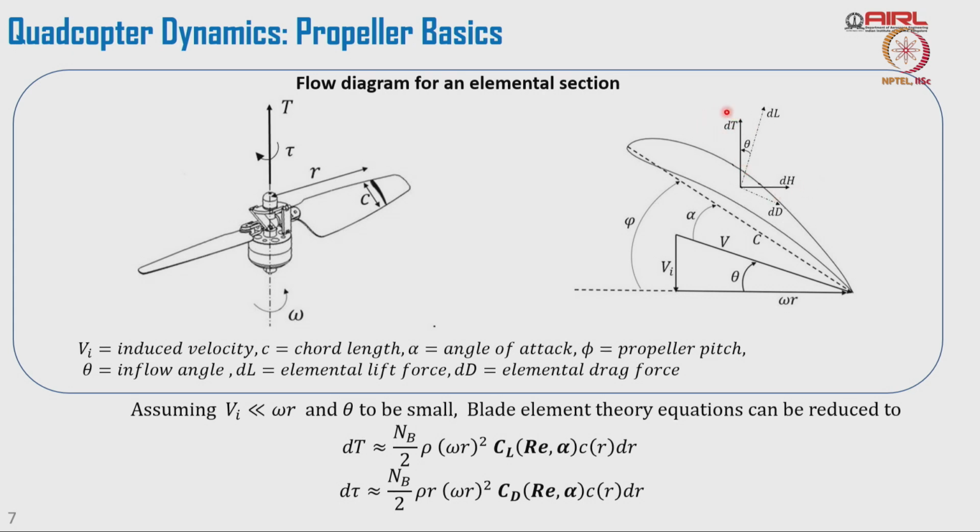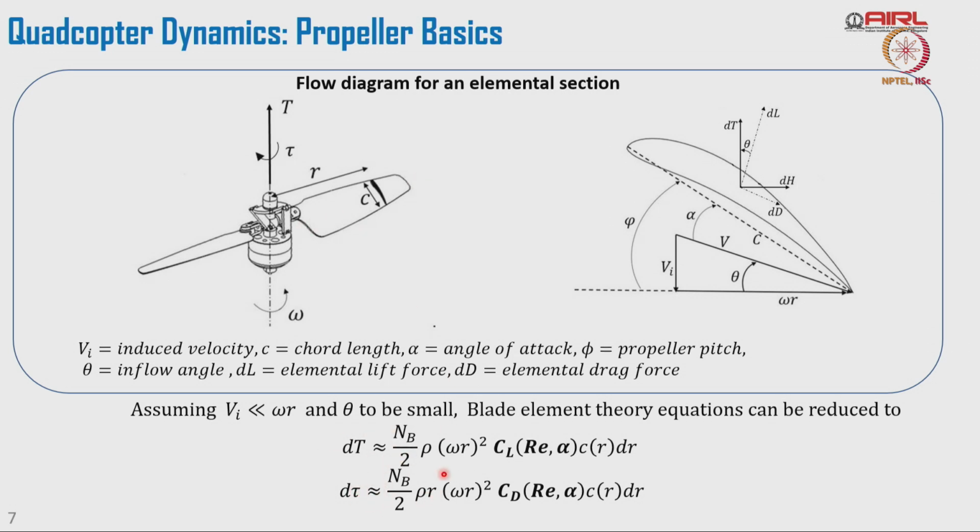This is the thrust component. What is dT? dT depends on how many propellers are present in the system. Rho is the density, omega is the speed at which the motor spins, r is the radial distance. Then you have a coefficient of lift, which depends on Reynolds number and angle of attack, c r, this cross sectional area, and dr. I have to integrate this over the radius. If I integrate, I can get the thrust component.